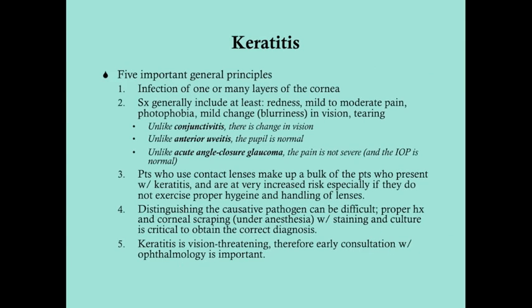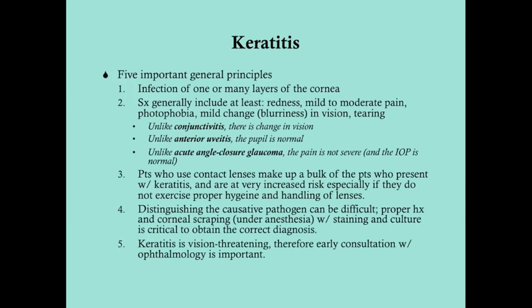Okay, so 5 important general principles before we start talking about the different forms of keratitis. Number 1, keratitis is an infection of one or many layers of the cornea. So we're going to talk about one type of keratitis, interstitial keratitis, which is only an infection of one layer of the cornea, and that layer is the stroma. However, all the other keratitis, they usually start out on the outside and work their way ulcerating down inwards, and they cause an ulcer, and that ulcer can be seen when you do a certain test, which we'll talk about in a little bit.